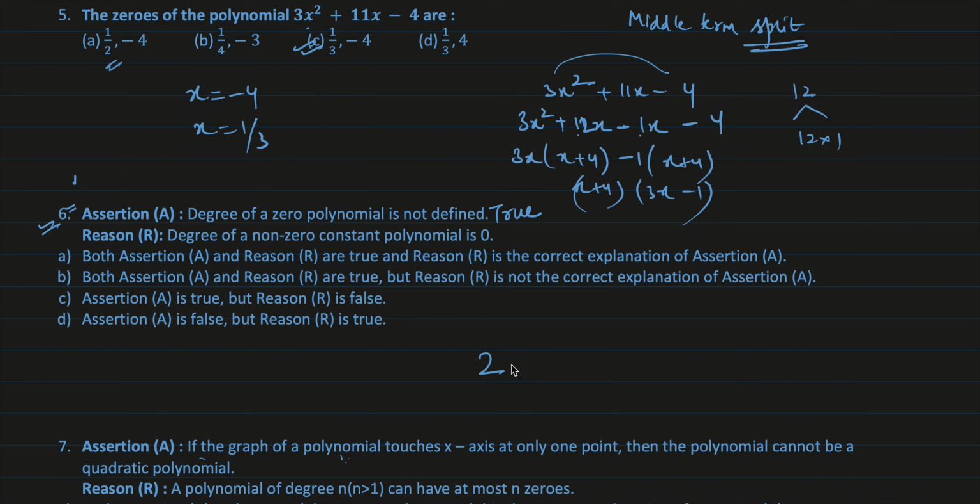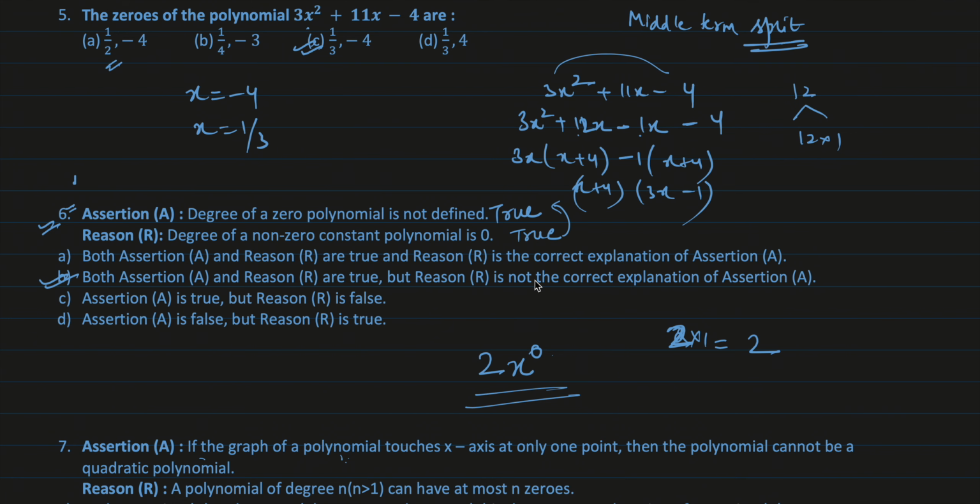How will we find the degree? There is nothing of x here, so if x is nothing, I can say x power 0. Anything power 0 is 1, so I can multiply 2 by 1, correct? It remains 2 only. Yes or no? So x power 0, so it means degree is 0 here. This is also a true statement. But is it explaining this? No, not at all. They both are different things. So its option is B. Both assertion and reason are true, but reason is not the correct explanation of assertion.